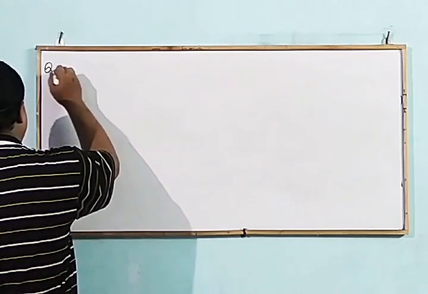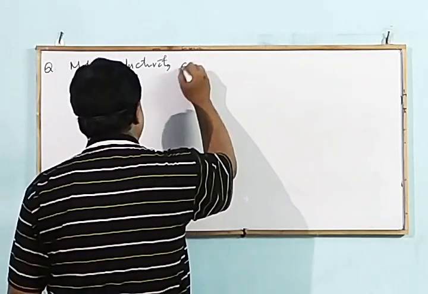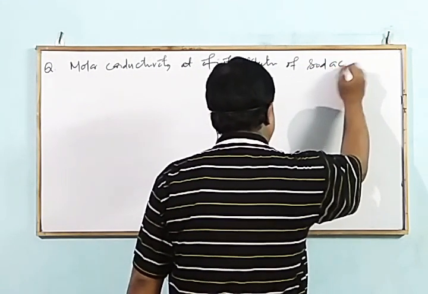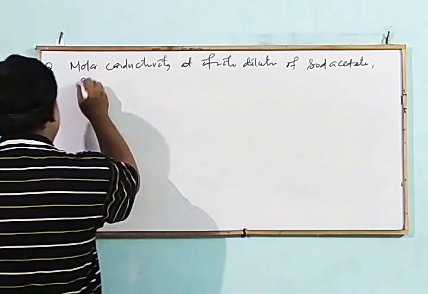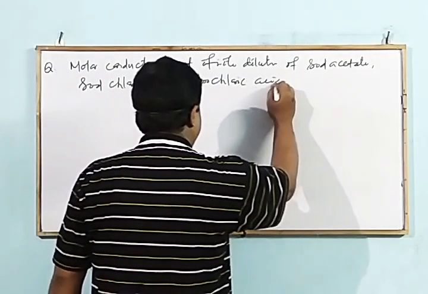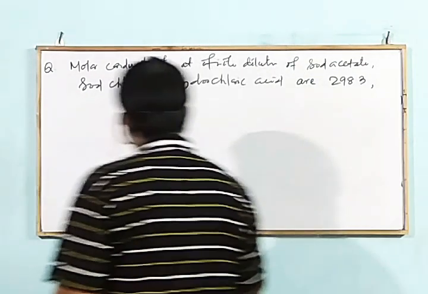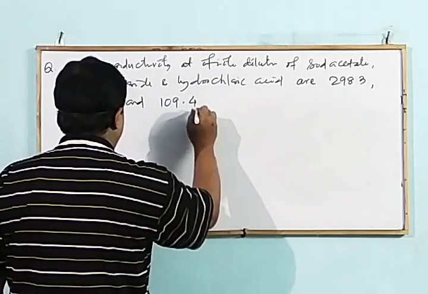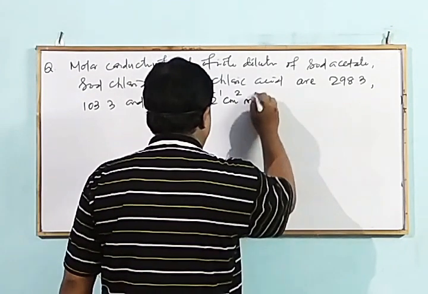What is the question? Molar conductivity at infinite dilution of sodium acetate, sodium chloride and hydrochloric acid are 298.3, 103.3 and 109.4 ohm inverse cm square mole inverse respectively.